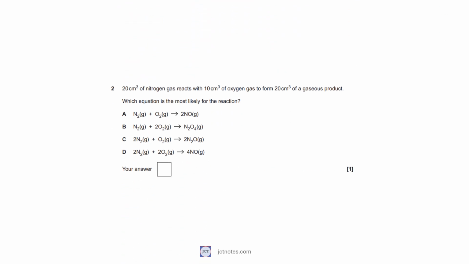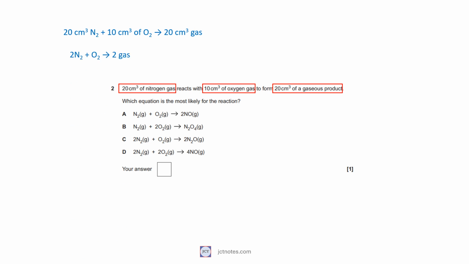In question 2, 20 cubic centimeters of nitrogen gas reacts with 10 cubic centimeters of oxygen gas to form 20 cubic centimeters of a gaseous product. We are asked to choose the equation most likely for the reaction from 4 possible equations. The proportions in the given volumes indicate the proportions in the number of moles of the different components in the reaction. We can think, 2 moles of nitrogen gas reacts with 1 mole of oxygen gas to form 2 moles of a gaseous product. This proportion is only obtained in answer C.